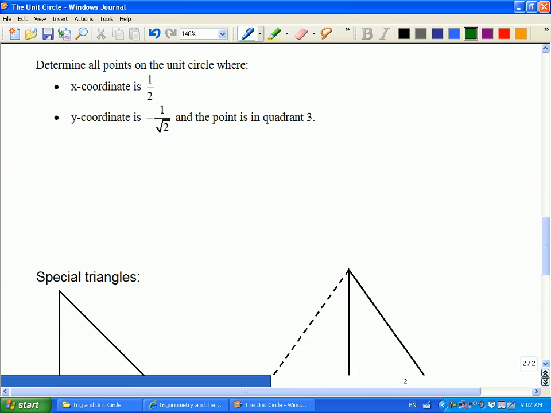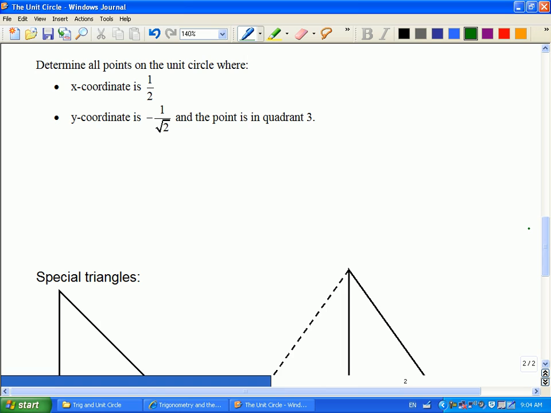All right, so we're still going to keep playing on this unit circle. Okay. What are all the points where the x coordinate could be 1/2? Okay. So think about that. What points could it be where the x coordinate is 1/2? I'm going to pause and let you guys work on that for a minute. There's more than one.